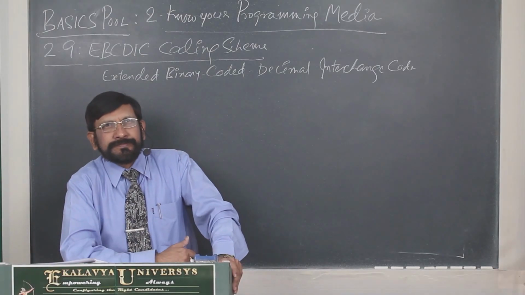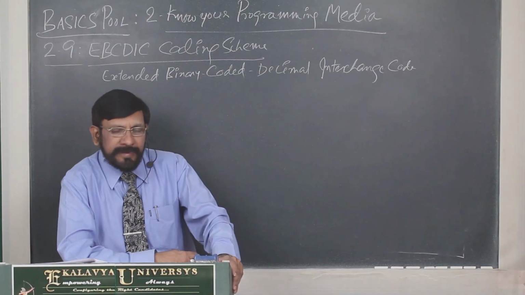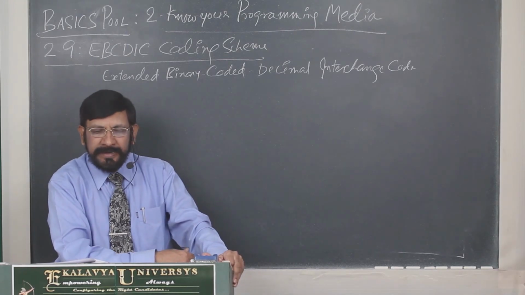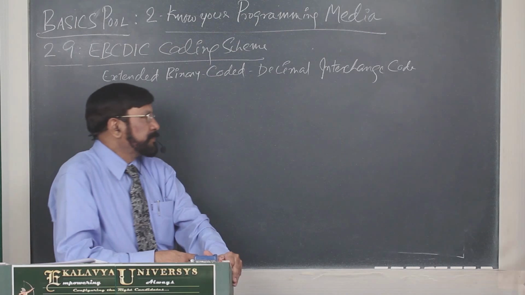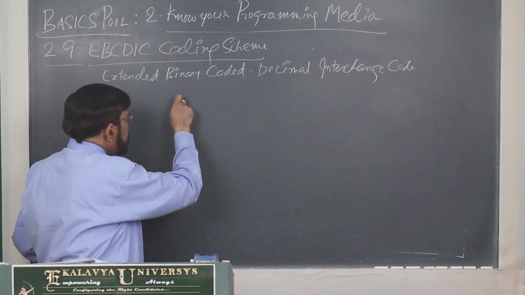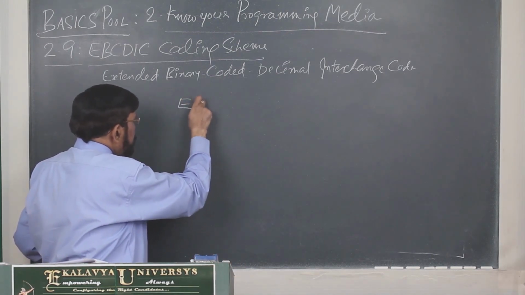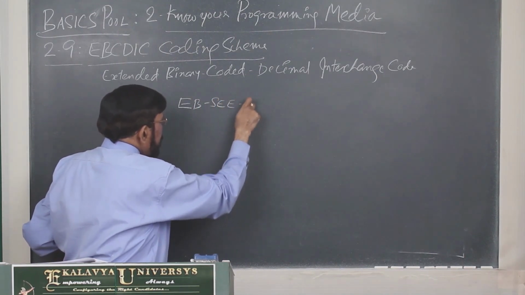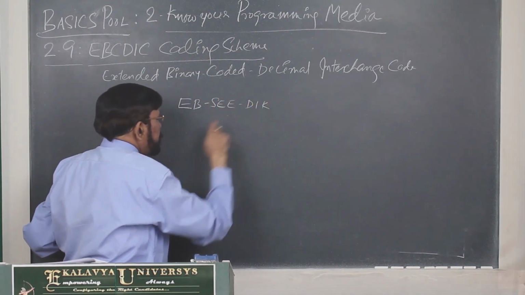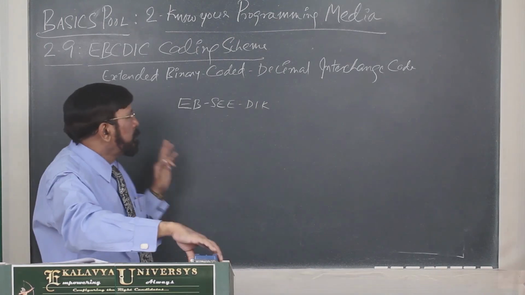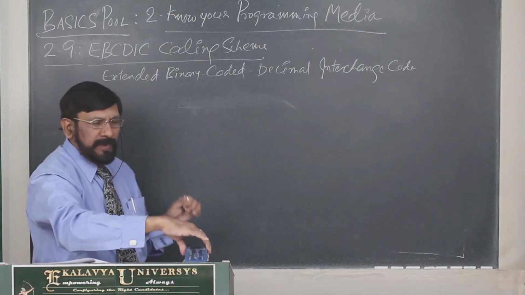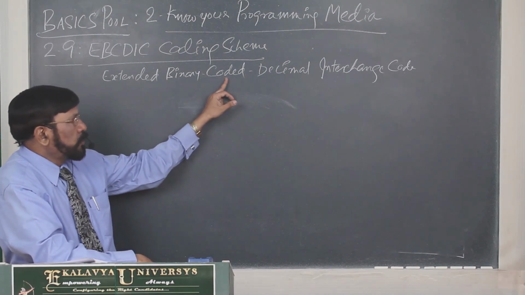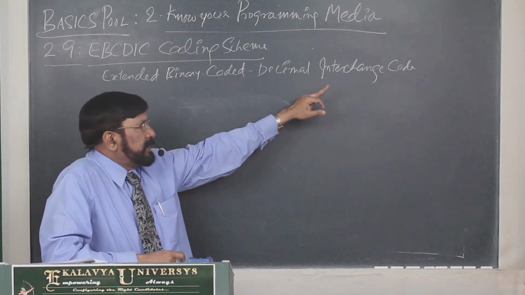Hello friends. Now let us take up concept number 2.9, the EBCDIC coding scheme. This is pronounced as EBCDIC. The complete form of this is Extended Binary Coded Decimal Interchange Code.